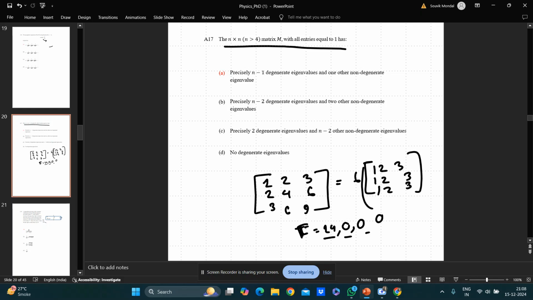So suppose this is an n cross n matrix and one eigenvalue is the trace. All other n minus 1 eigenvalues are 0. So it has n minus 1 degenerate eigenvalues and one other non-degenerate eigenvalue. Okay.